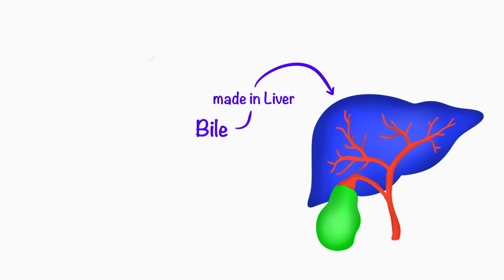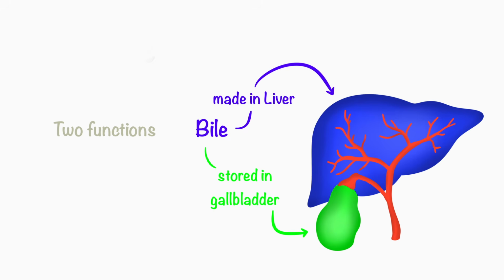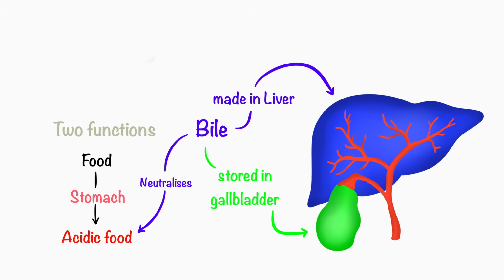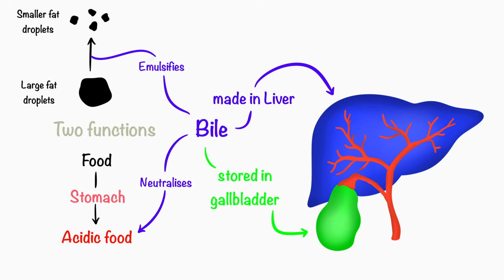Bile is produced by the liver and stored in the gallbladder until needed. It serves two important functions. First, food leaving the stomach is highly acidic due to stomach acid, but enzymes in the small intestine work best in alkaline conditions. Bile helps neutralize this acid, creating the optimal environment for these enzymes to function. Second, bile helps emulsify fats, breaking large fat droplets into tiny ones, similar to how dish soap breaks up grease. This significantly increases the surface area of fat exposed to lipase enzymes, dramatically accelerating fat digestion.